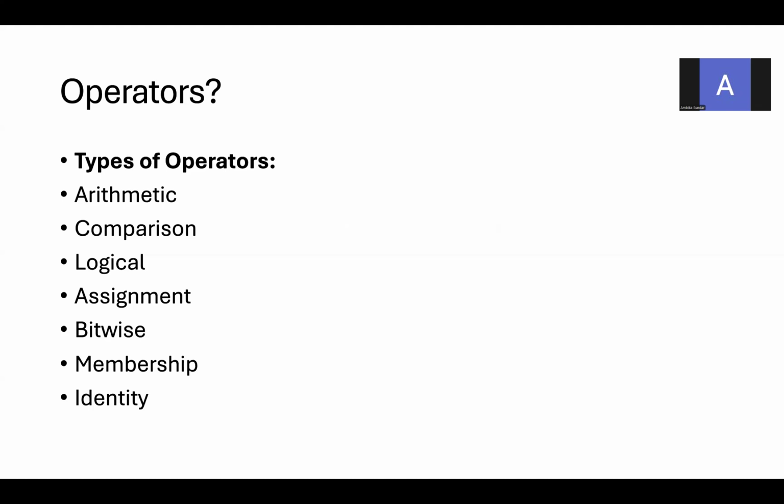Assignment operator is where you assign some value to the existing variable. Bitwise operators are right shift and left shift. Those are called bitwise operators. Membership operators are in and not in. You check whether a particular value is present in the variable or not. Identity operators check is and is not.